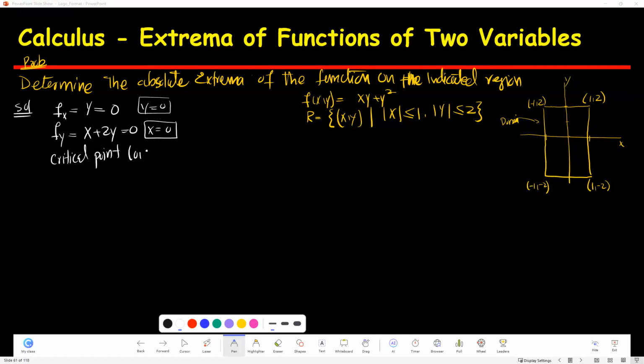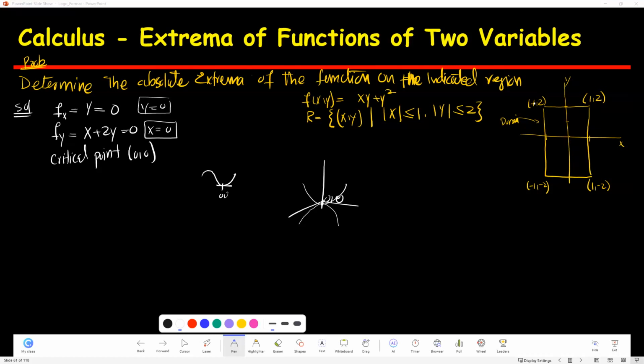Critical point means something is happening at 0, 0. Either the function is doing this, or the function is touching like this. If I draw this, this is 0, 0. Something is happening here. It's changing direction. So I need to know the value of this point. 0, 0 is my coordinate, basically.